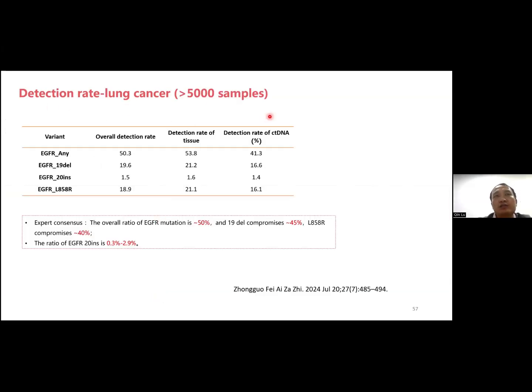And for the detection rate in lung cancer, we have over 5,000 samples. For EGFR, we have 50%. For tissue, we had 53.8%, and for ctDNA, we had 41.3%. From the expert consensus, we can see that the overall ratio of EGFR mutation is around 50%, while the 19-del comprises around 45%, and L858R comprises around 40%. Our detection rate is very similar to the detection rate mentioned in the expert consensus.